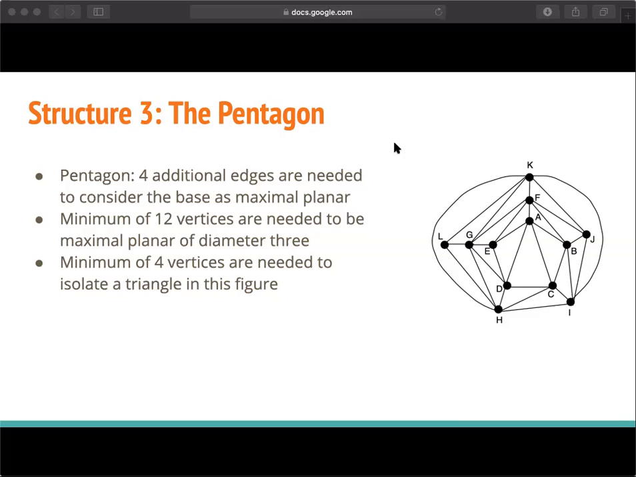And then this graph is considered to be different from the other graph because it needs at least 4 vertices to isolate a triangle in this figure, and then 5 vertices needed to be removed in order to isolate the initial structure, which is the Pentagon.